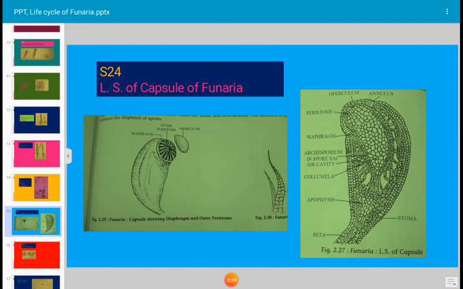Let us see the details of the capsule. It is a highly organized pear-shaped structure which generally occurs at the tip of the seta. The capsule at its distal end bears a remnant of the jacket of venter and neck, which is called calyptra. Externally and internally, the capsule is differentiated into 3 regions: number 1, apophysis, number 2, theca, and number 3, operculum.